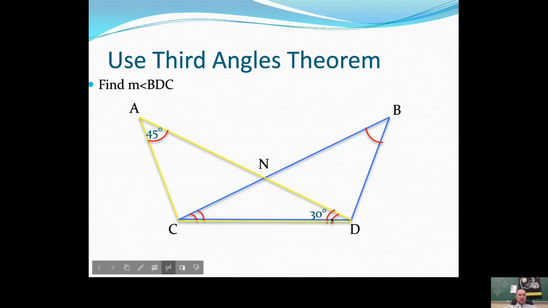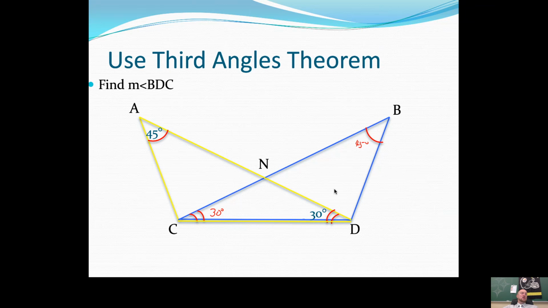Angle BDC is this angle. So notice how we have a yellow triangle and a bluish triangle. In the yellow triangle, we have a 45-degree angle with one arc on it. So that means this angle is 45 degrees. We have a yellow triangle where we have an angle with two arcs on it that's 30 degrees. So that's the measure of this angle also.